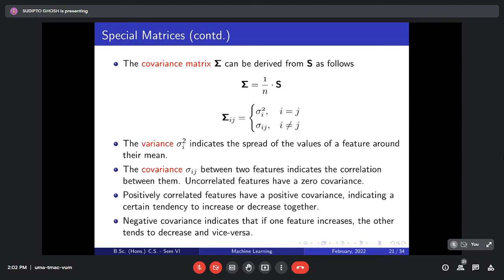Again, if there is a positive correlation, that means if some feature value increases, the other feature also increases, or they decrease together, that means there is a positive correlation or positive covariance. If one feature increases and the other decreases, that is an inverse relationship, which means there is a negative covariance.